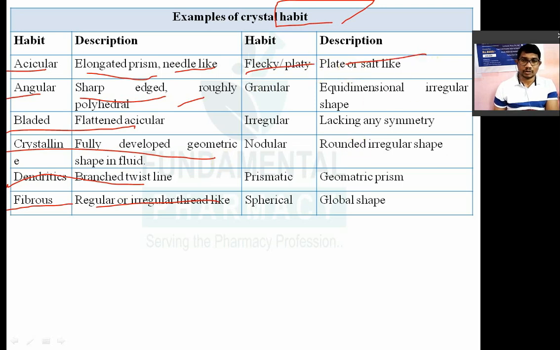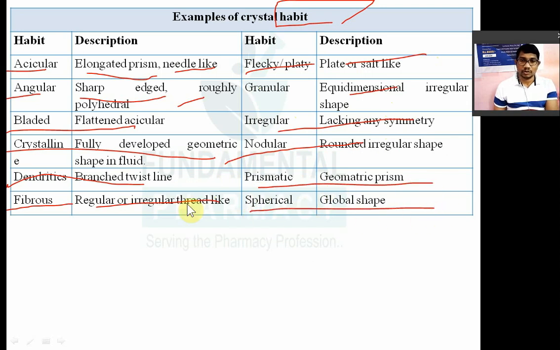Granular structure, so equidimensional irregular shape. Irregular crystal habit can be there, like asymmetry. Nodular can be there, rounded irregular shape. Prismatic can be there, geometric prism. Spherical can be there, globule shape.